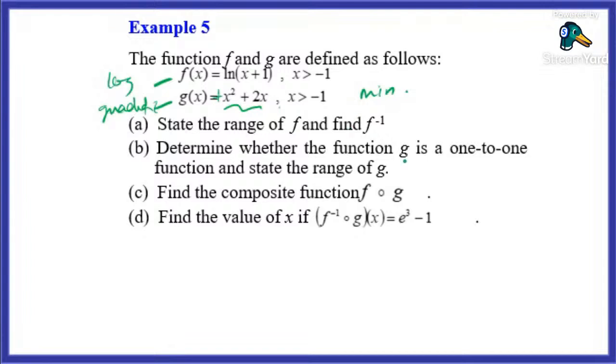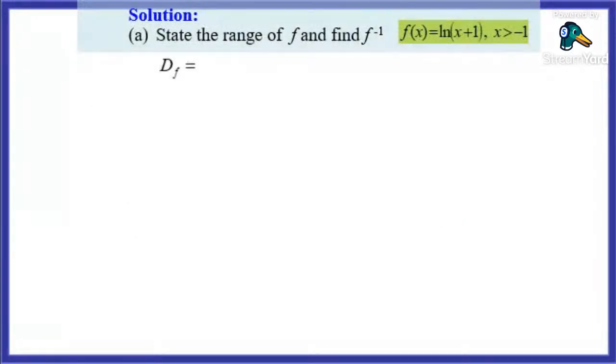Lepas tu determine whether the function g is a one-to-one function, state the range of g. So untuk g ni, quadratic ni. And then find composite of f on g. And then find the value of x if f inverse g(x) is equal to e to the power of 3 minus 1. So yang last ni kita tak pernah buat lagi. Jom kita tengok sama-sama. Untuk soalan A nak cari range dia.